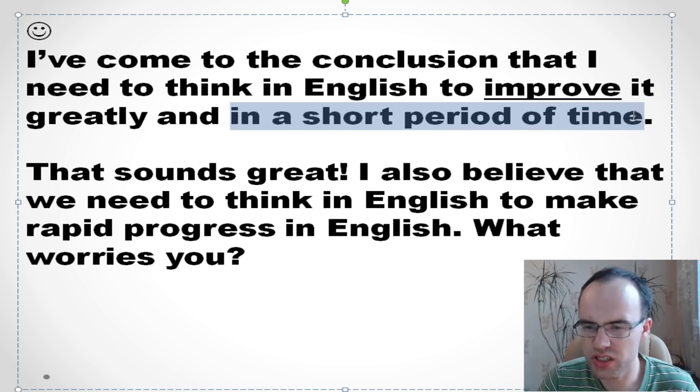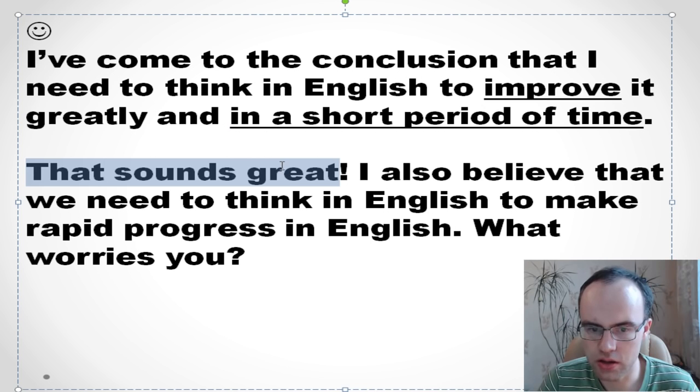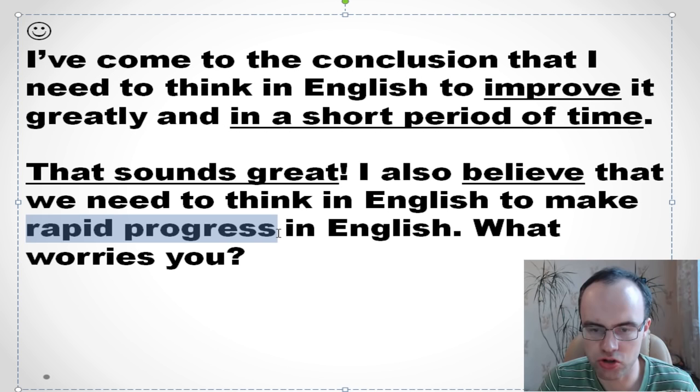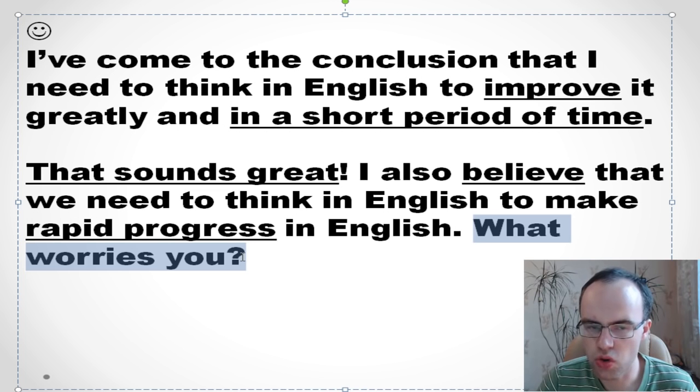In a short period of time means as soon as possible. That sounds great, or it's a good idea. I also believe, or I also think, that we need to think in English to make rapid progress in English. Rapid means fast, to make rapid progress in English, but this phrase is very natural. Rapid progress in English. What worries you? Yeah, the structure is correct. So what worries you? So what's the problem?